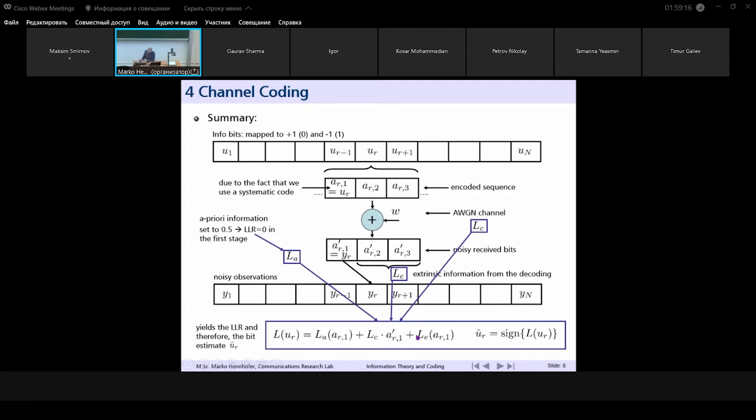And we have this LE, the so-called extrinsic information. This will be the information that we get from decoding our bit UR using the trellis diagram. So 3 parts: a priori information from the other decoder, channel information from observing the systematic bit, and extrinsic information from processing the trellis diagram. Those are the 3 parts at the end that will contribute.